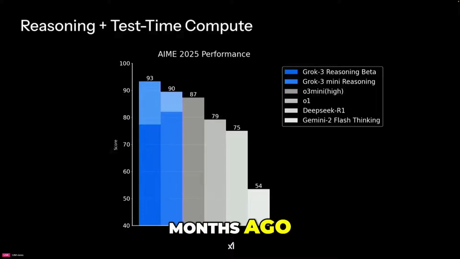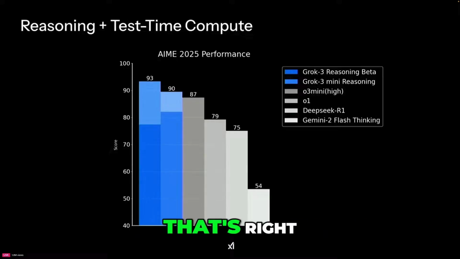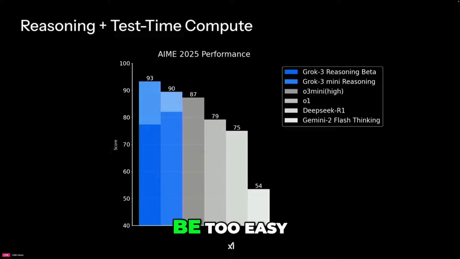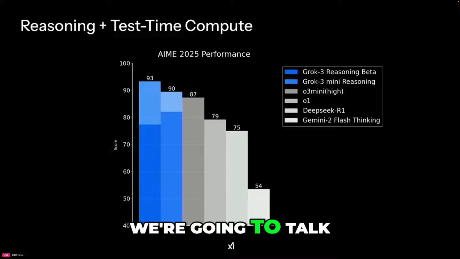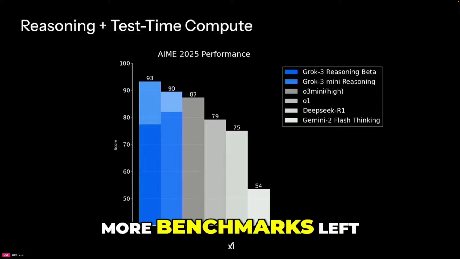So 17 months ago, our Grok 0 and Grok 1 barely solved any high school problems. That's right. And now we have a kid that just already graduated. The Grok is ready to go to college. Is that right? Yeah. I mean, it won't be long before it's simply perfect. The human exams won't be hard. They'll be too easy. Yeah. And internally, as the Grok continues to evolve, we're going to talk about what we're excited about, but very soon there will be no more benchmark left.